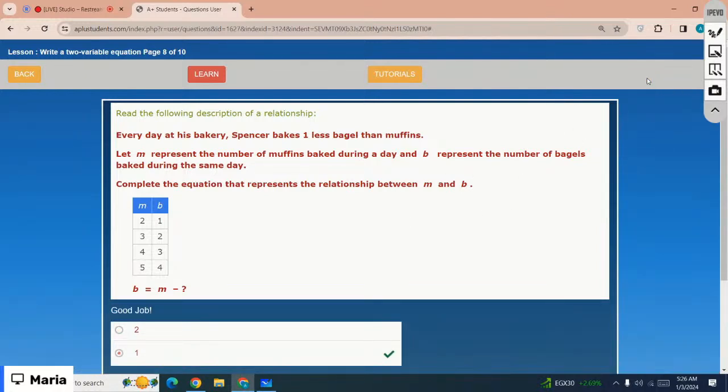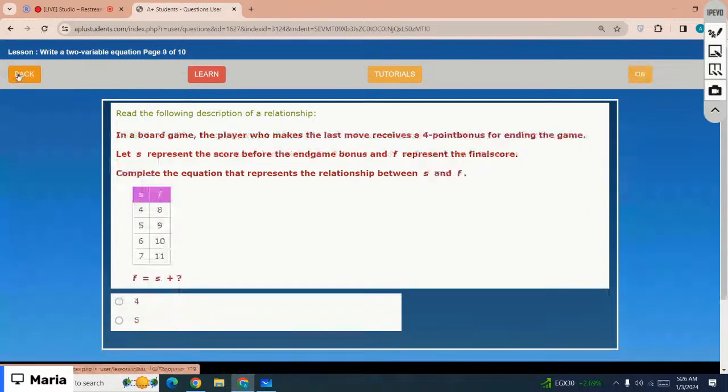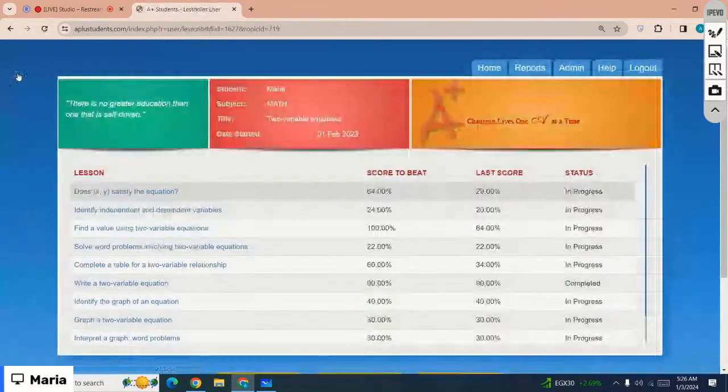Okay, you can complete the lesson by yourself later today. Let me just move on to the next lesson. And the next lesson is identify the graph of an equation.